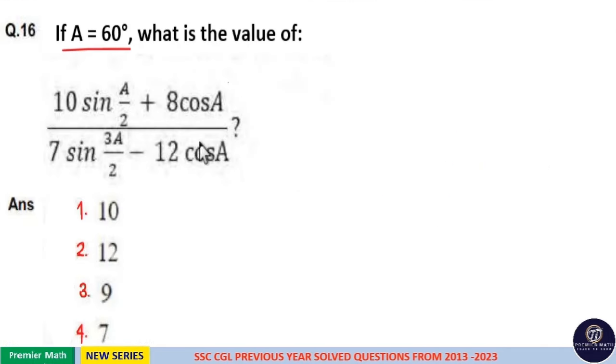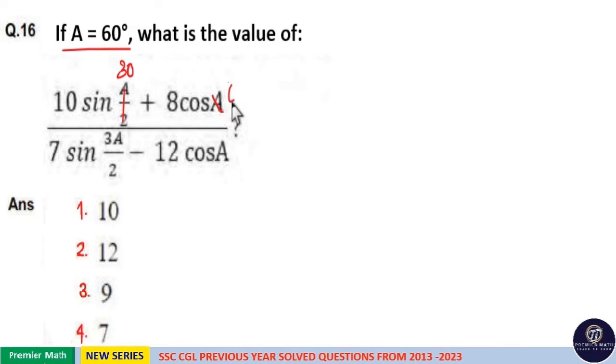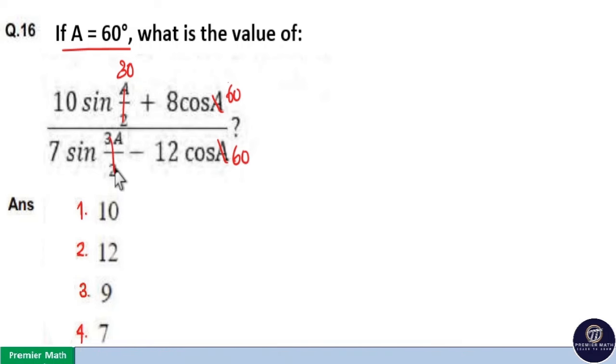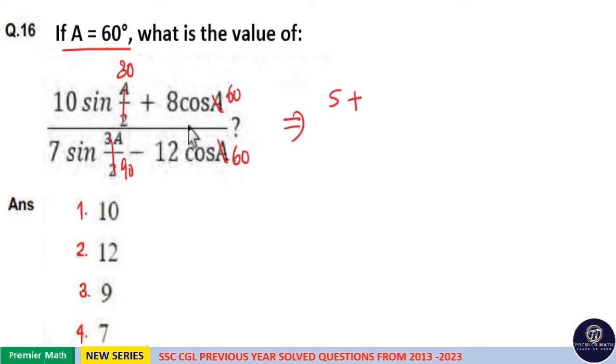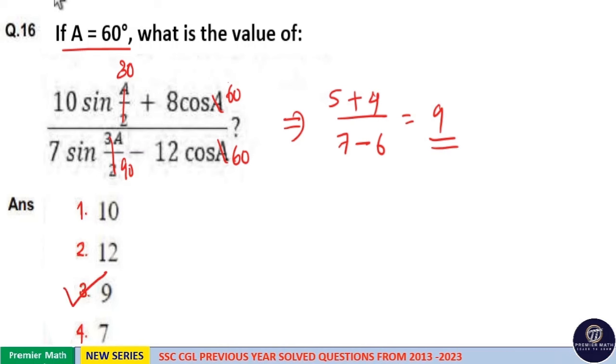If A is equal to 60, find the value of the following. Here A equal to 60 means A by 2 is equal to 30, and 3A means 3 into 60, 180. 180 by 2 is equal to 90 degrees. Now sine 30 is 1 by 2. So 10 into 1 by 2 is 5, plus cos 60, which is equal to sine 30, which is 1 by 2. So 8 by 2 is 4, divided by sine 90, which is 1. So this is 7 minus cos 60, which is sine 30, 1 by 2. So 12 by 2 is 6. Now this is equal to 9. Option 3 is your answer.